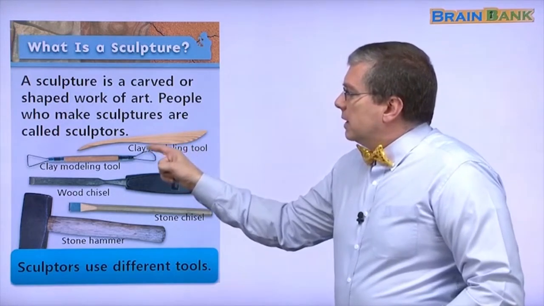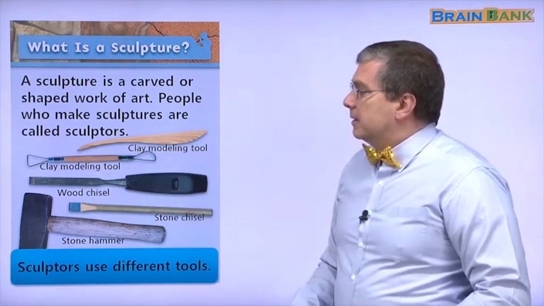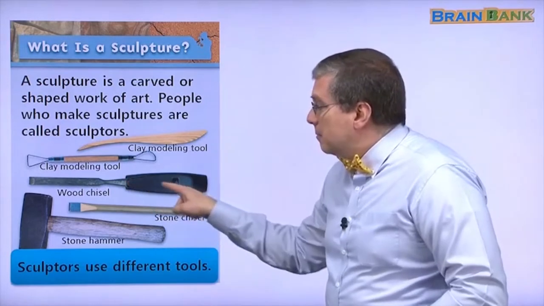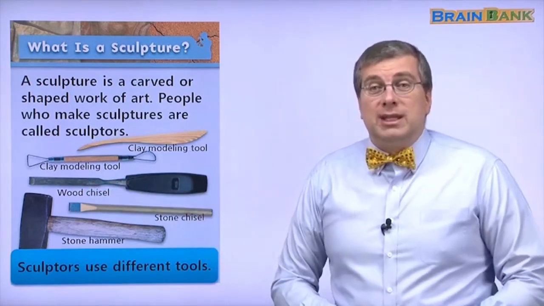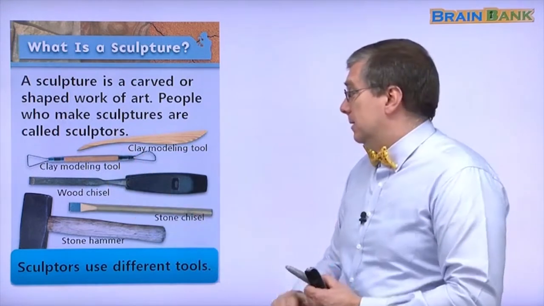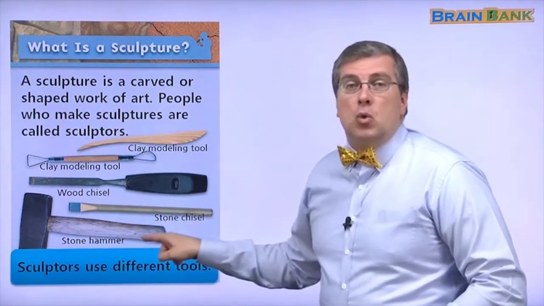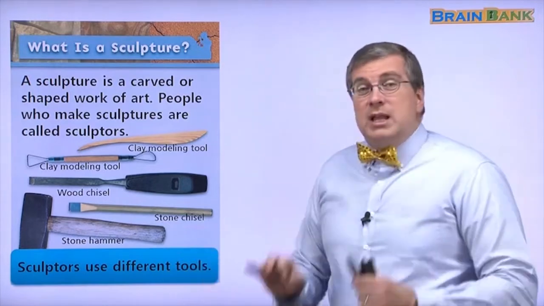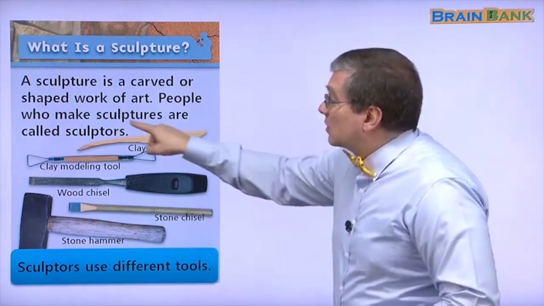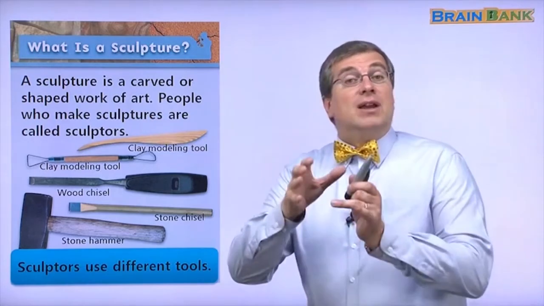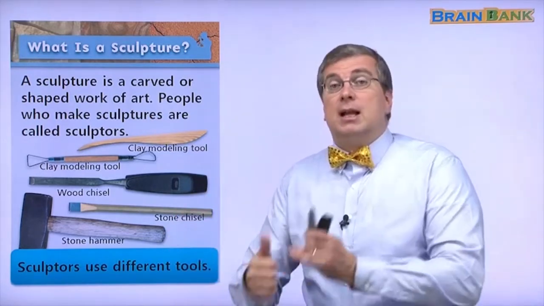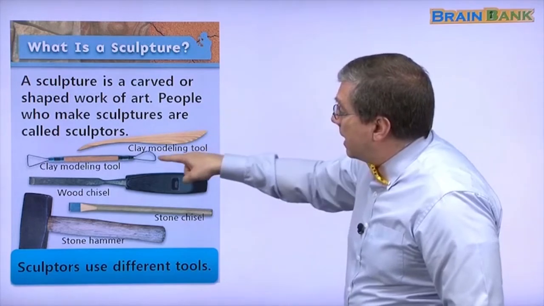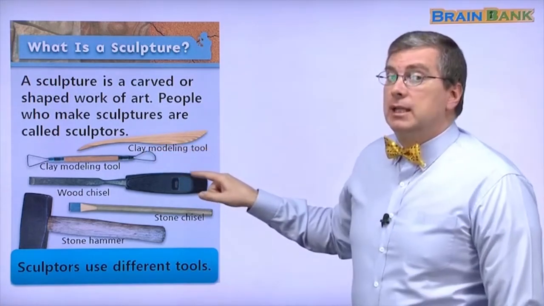In the first two, it says clay. Clay is clay soil, right? That's clay. In the middle one, it says wood. Wood is from a tree, right? It's wood. The bottom two, it says stone. Stone is rock, very, very strong. So we can see that sculptures are made of different materials. Clay, wood, and stone. This and this are clay modeling tools.